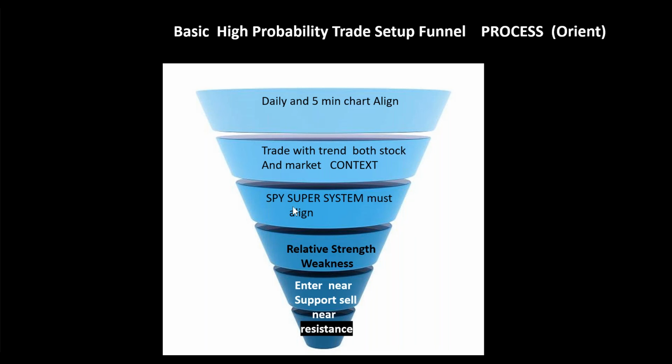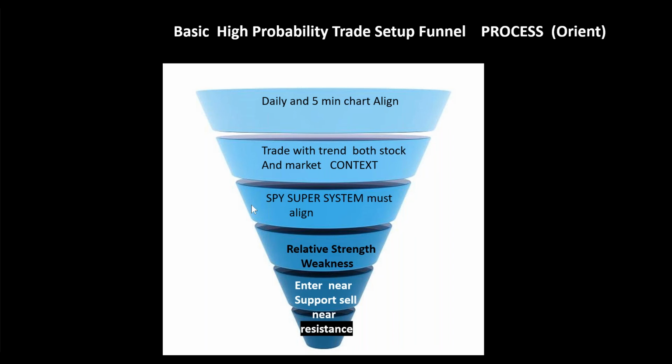Then when you look at the SPY super system, does it align? Do you have green or blue if you're trying to go long, and red or yellow if you're trying to go short? That's got to align. If this doesn't match, you're out. You're not going to take that trade. Then you look for relative strength and relative weakness, and trade the stocks that have relative strength if you're going long, relative weakness if you're going short, and then buy near support, sell near resistance. This is the whole basic criteria trade setup funnel.